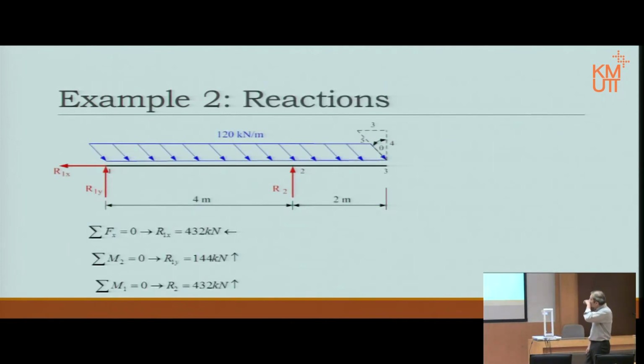The first step is the same as before. We find out all the reactions first. Free body diagram, 3 unknowns, 3 equations. Then we get all the reactions. When we get the reactions, notice one thing though.